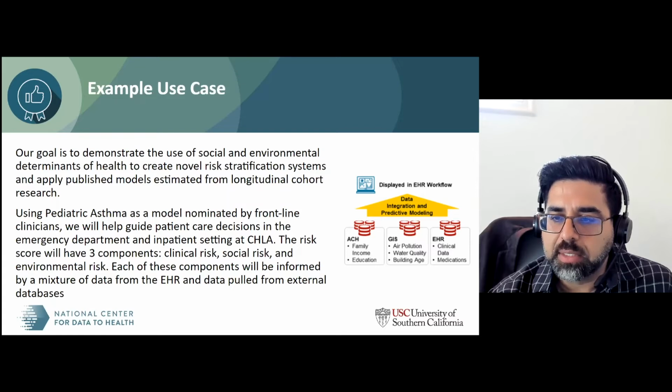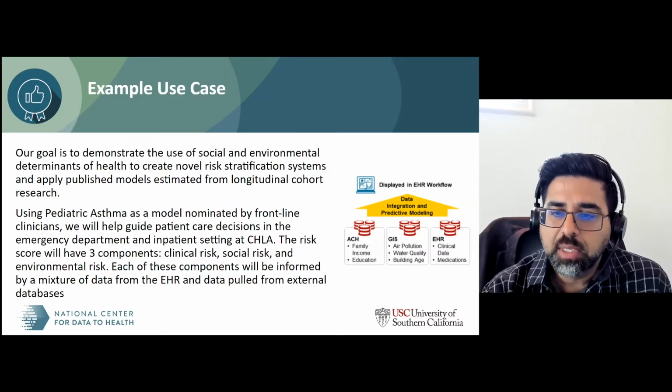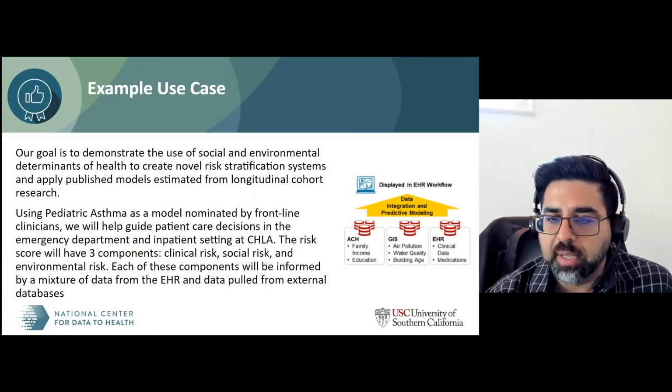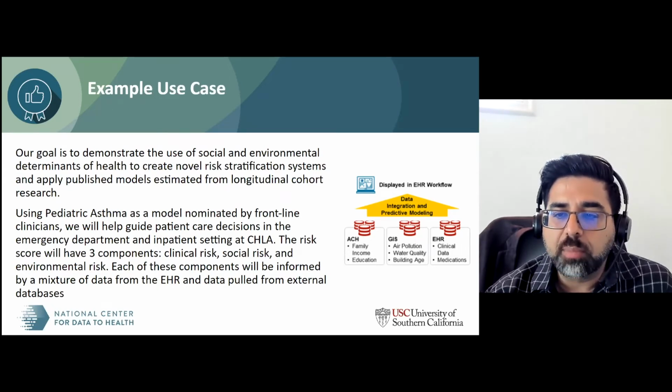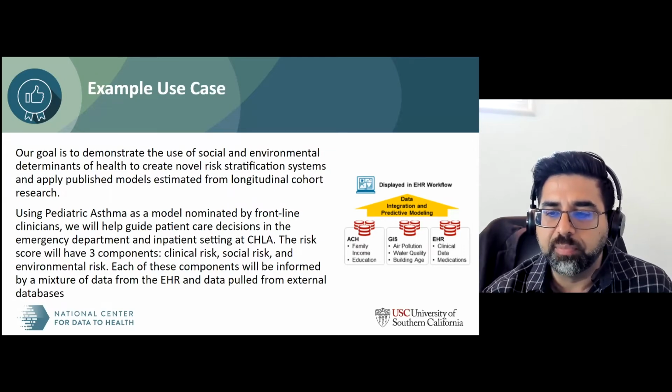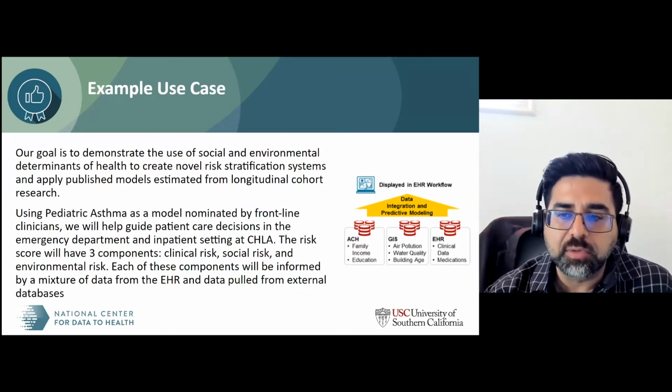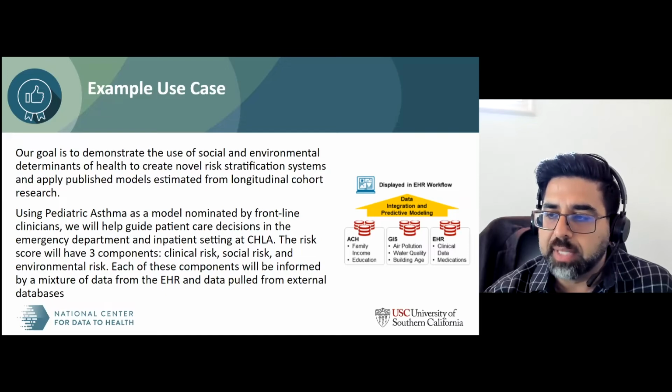So we've nominated the pediatric asthma model as one of those frontline models, where for patient care decisions we're going to provide and expose these factors that are either social or environmental determinants of health. What the clinicians will be presented with would be a summarized clinical risk score, which they get from the clinical data already. So that's not something new. But what we'll add to that is a social risk score and an environmental risk score. And each of these components is informed by multiple pieces of data.